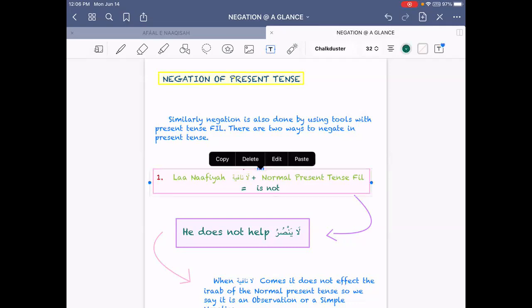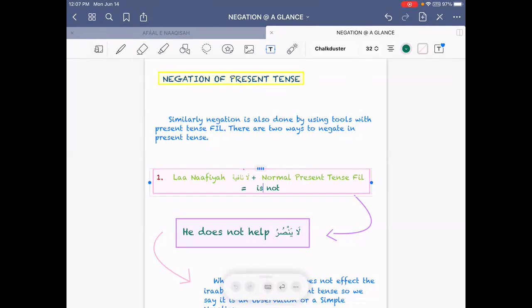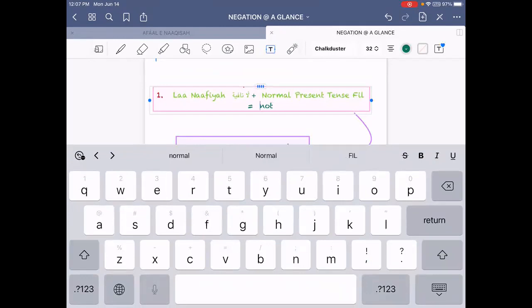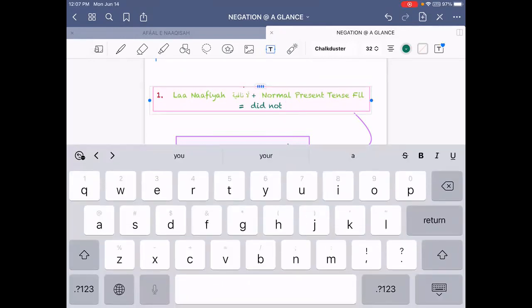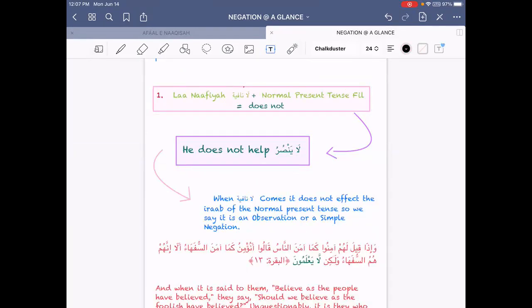So I will correct this here, as it isn't "is not". We're not doing jumla ismiya, we're doing jumla filya. So it will be "does not". I apologize. Does not. Okay. La yansuru. The dhamma at the end shows you that this condition of the present tense is normal. And when you have a normal present tense after la, then it's simple negation. Nothing else to it. It's simply no.